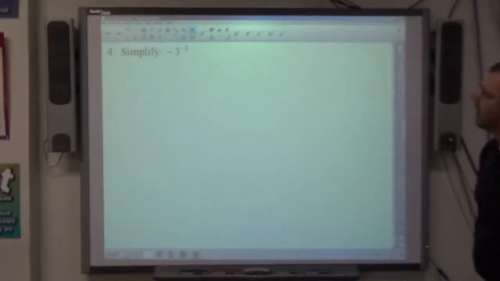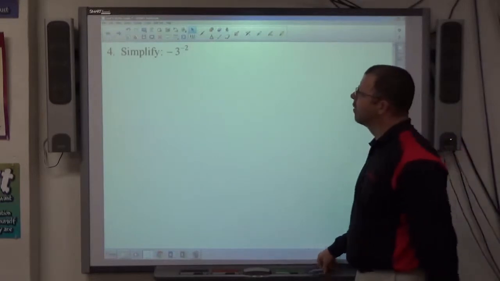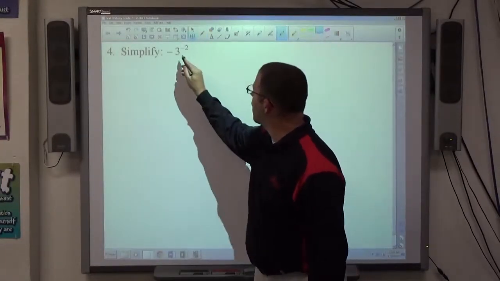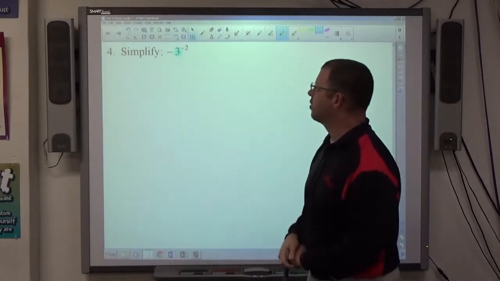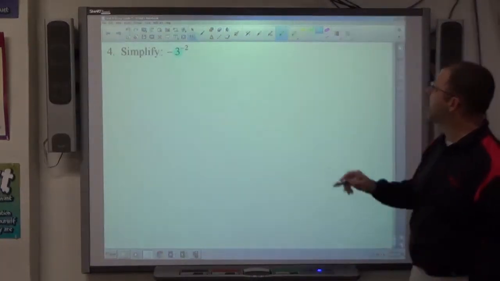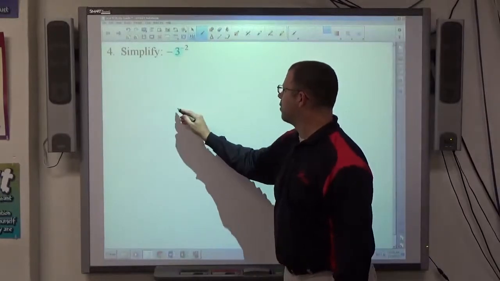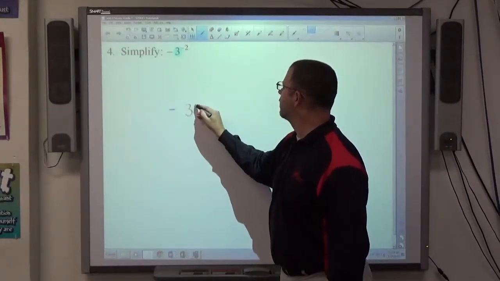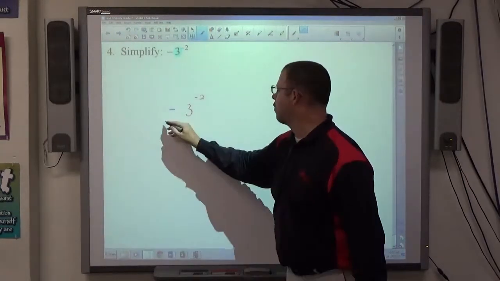Number 4, simplify negative 3 to the negative second power. So what's being raised to the power? Anytime you see a power, you have to ask yourself that question. What's being raised to the power? The only thing being raised to the power is 3. The minus sign is not being raised to the power. And currently it's in a whole number structure. So minus is there. I've got 3 being raised to the negative second power, and officially it's over 1.